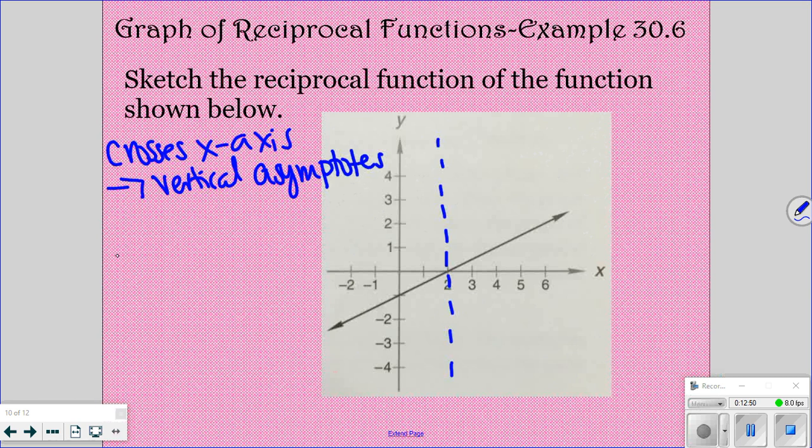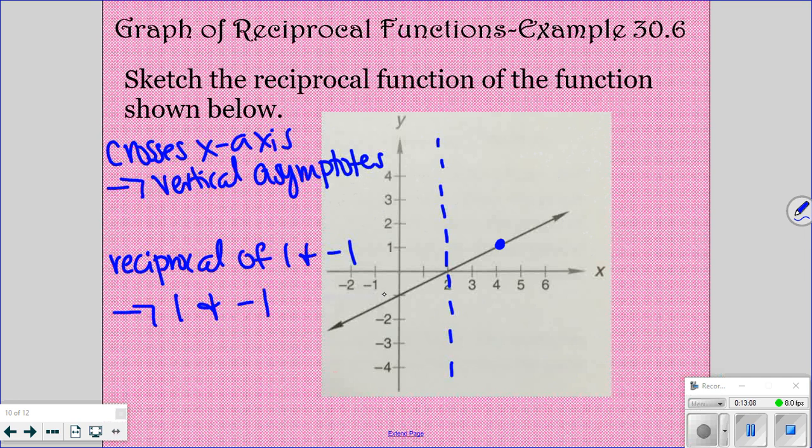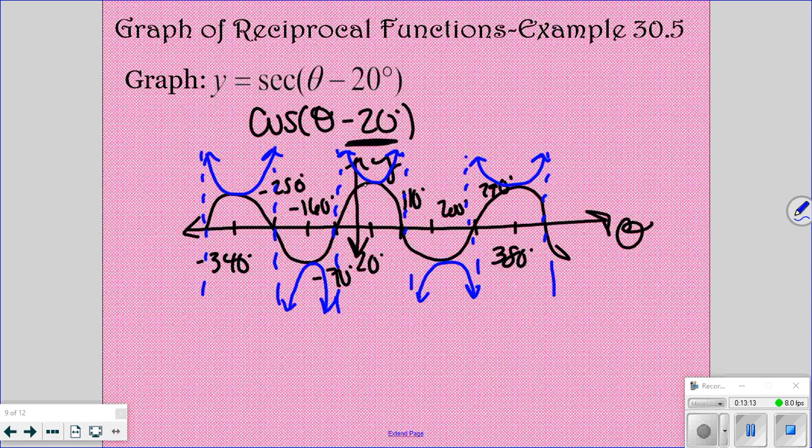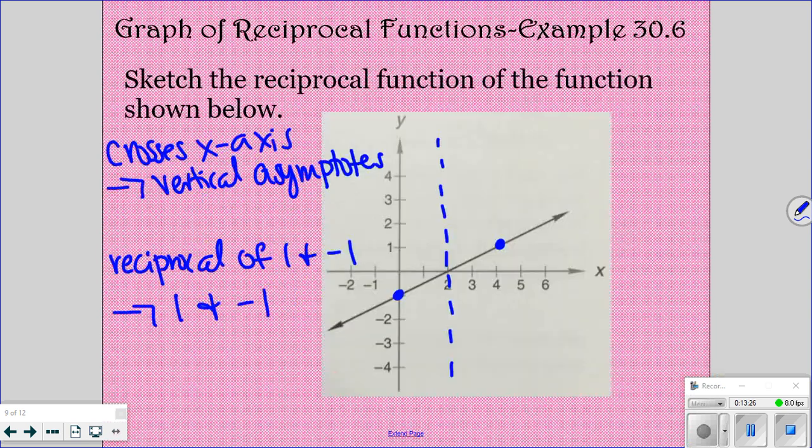The other thing you need to remember, the reciprocal of 1 and negative 1 is still 1 and negative 1. So everywhere that it equals 1, we're going to put a dot. So right there. Everywhere it equals negative 1, we're going to put a dot, which is right there. And I'm going to go back real quick. This is where it was equaling 1 at these 3 maximums. So that's why we put dots there, there, and there. And then it had negative 1 here and here.